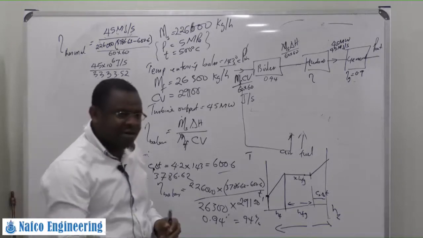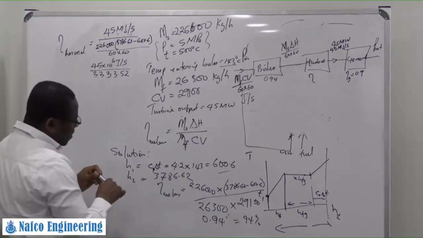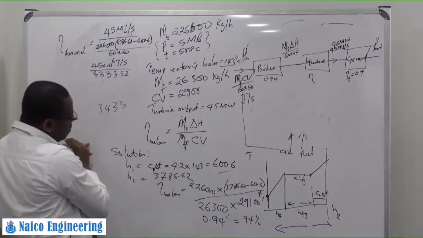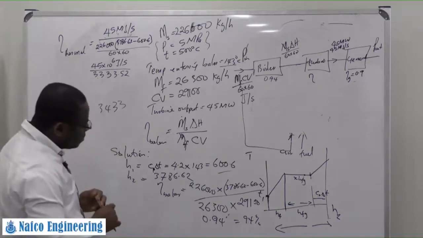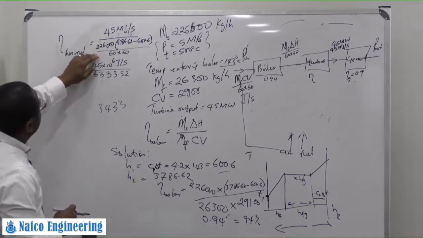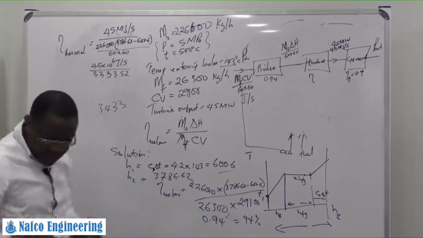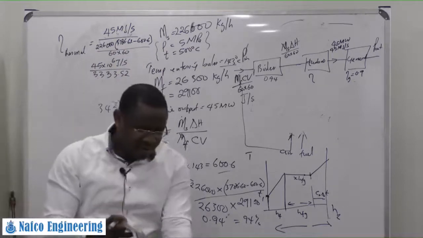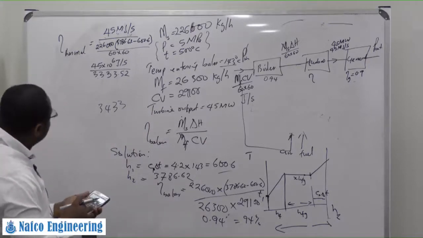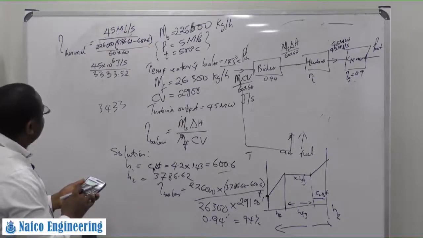Okay, so let's see. You are saying this one. 3433 only. So if it is 3433, we'll have 3433 minus. Is this okay? Yeah, that one will be okay. Let me just check. 3433 minus. Oh, wow, that is true, yeah.